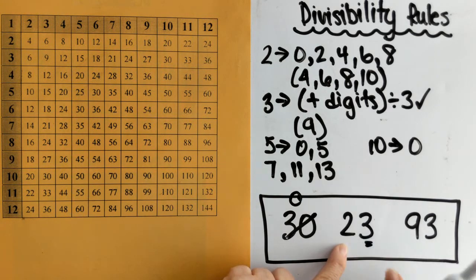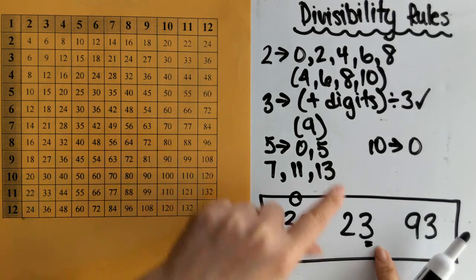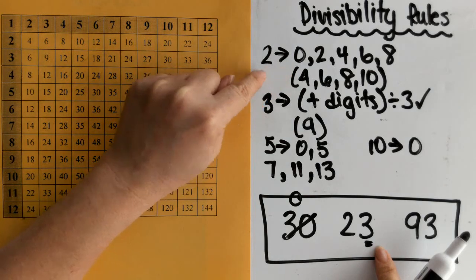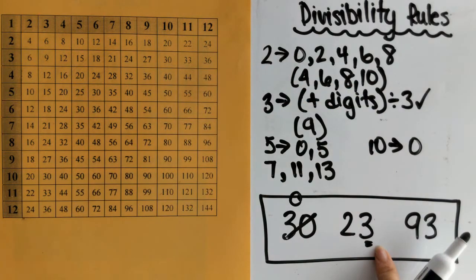Now let's look at 23. I look at the ending and I see that it doesn't end in an even number, so I know it's not divisible by 2, 4, 6, 8, or 10. Notice how many numbers we've just eliminated just by looking at that ending.